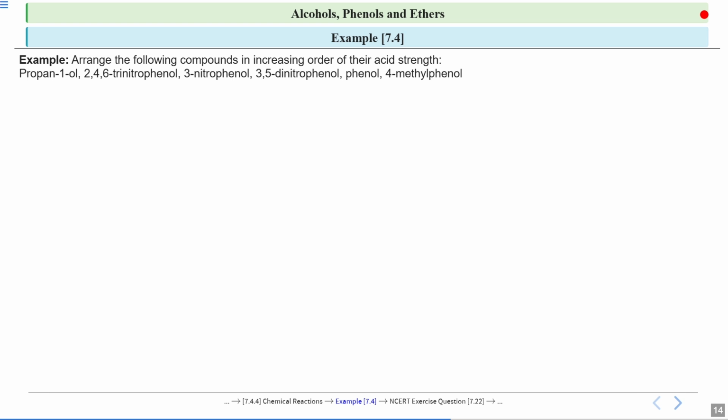Now I told you about how you will see the acidic strength. So keeping all those points in mind, you will arrange the following compounds in increasing order of their acidic strength. These following compounds are given to you. You decode the structure and then you have to comment on their acidic strength. I'm giving you 50 seconds, solve this question and then we will discuss.